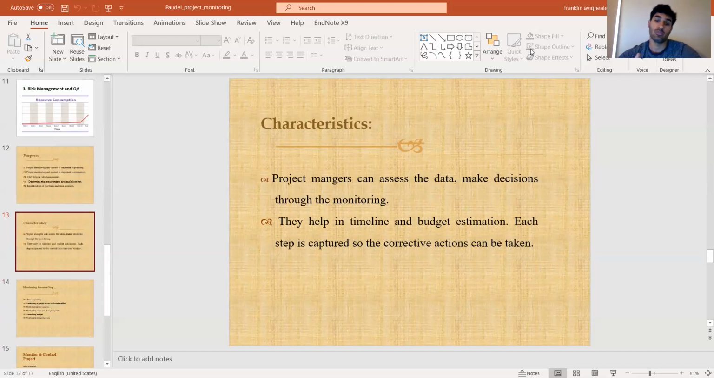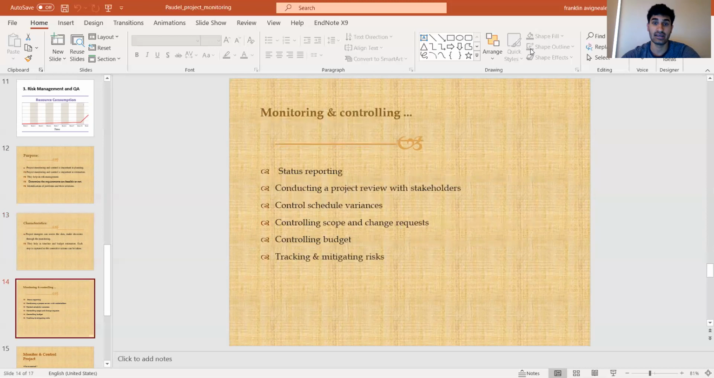The characteristics of monitoring and controlling: project managers can access the data, make decisions through the monitoring, and it helps in timeline and budget estimation. Each step is captured and recorded, so corrective actions can be taken. Monitoring and controlling includes works like reporting of the status, conducting a project review with stakeholders, controlling schedule variances, controlling scope and change requests, controlling budget, and tracking and mitigating risks. These are the works that will be done under monitoring and controlling.